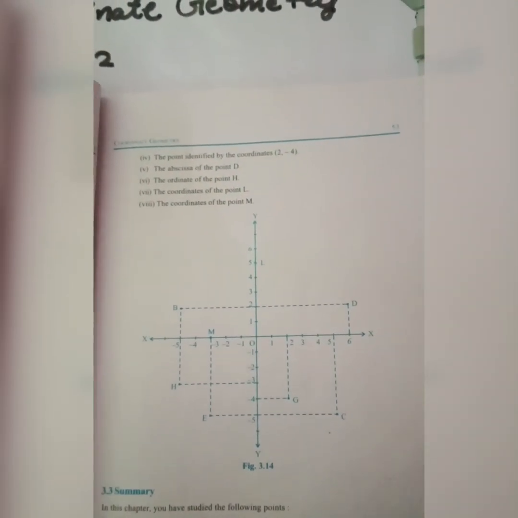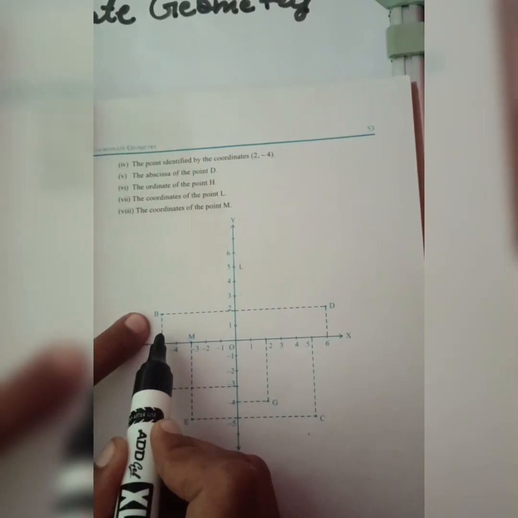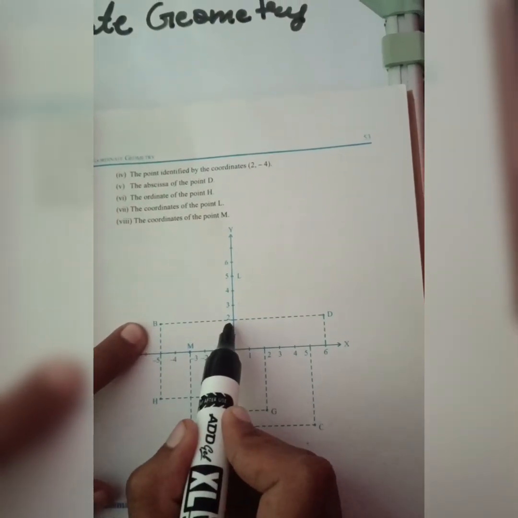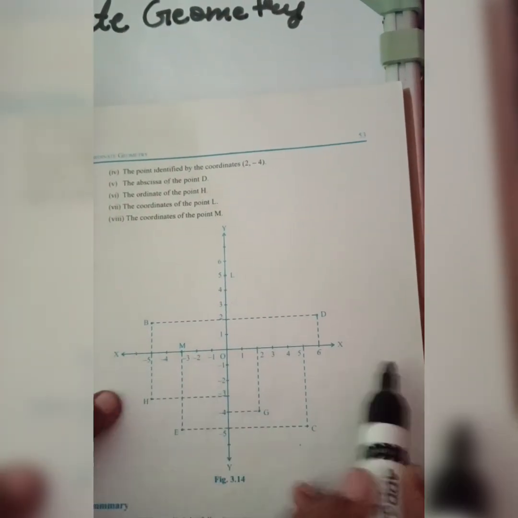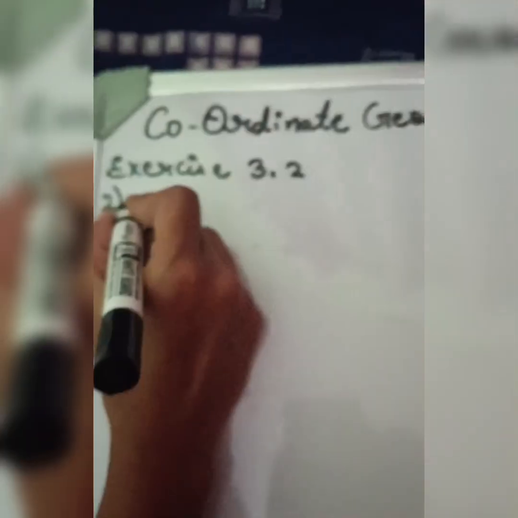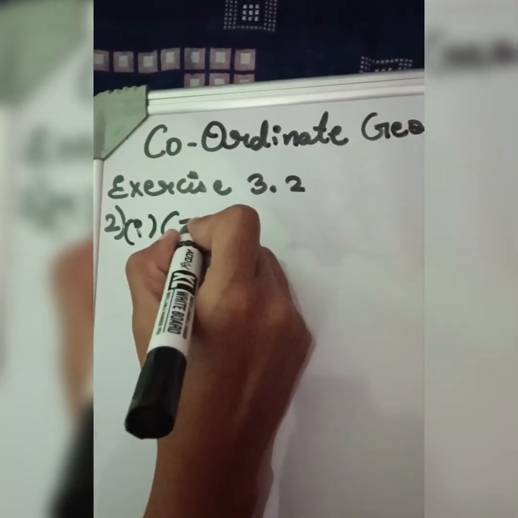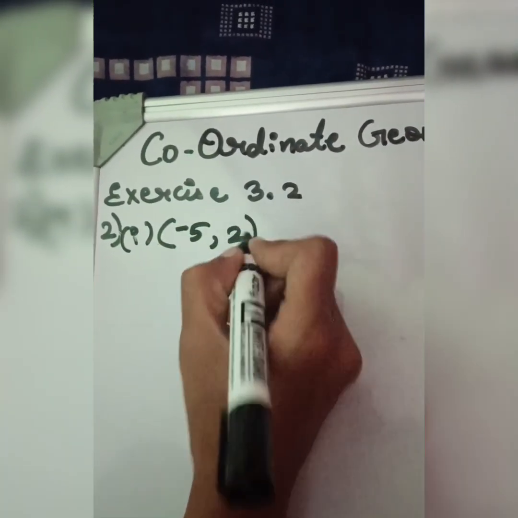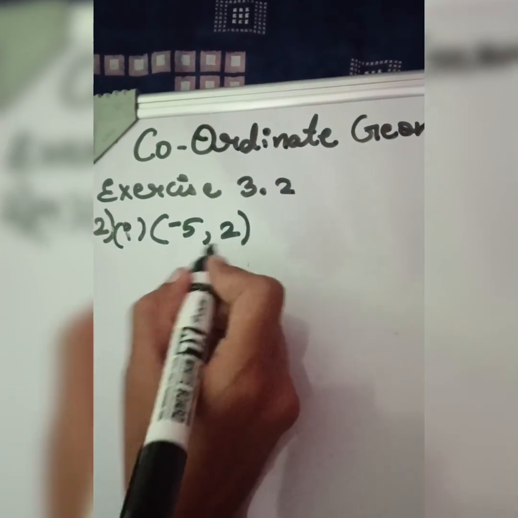Now let's discuss these answers by identifying the points in this figure. First is the coordinate of B. In this figure, for point B, on the x-axis it is -5 and on the y-axis it is 2. So the answer to the first question is (-5, 2). We write the x value first and then the y value.